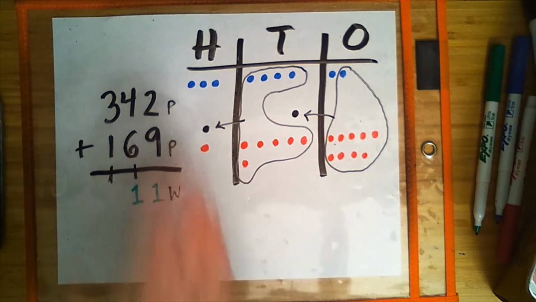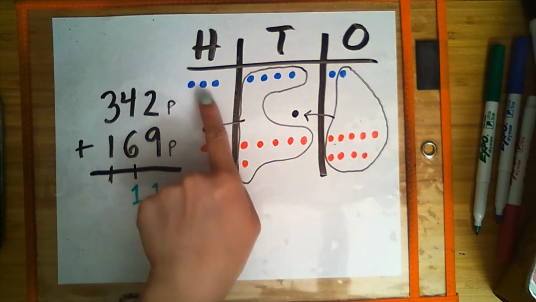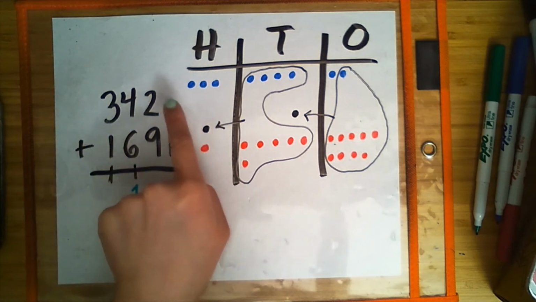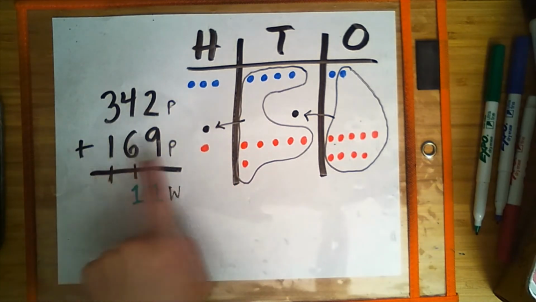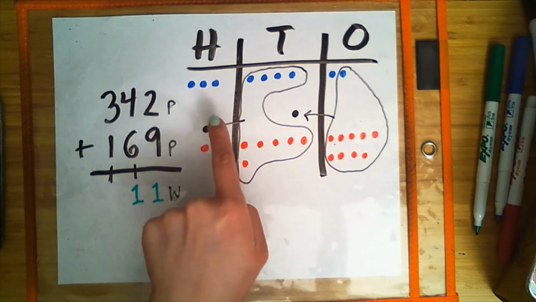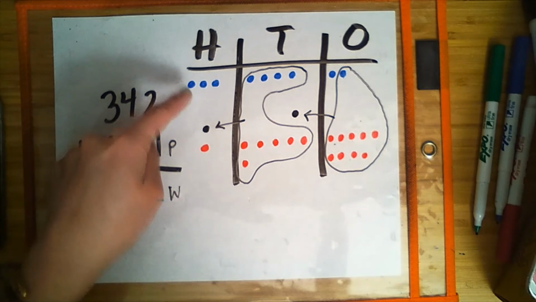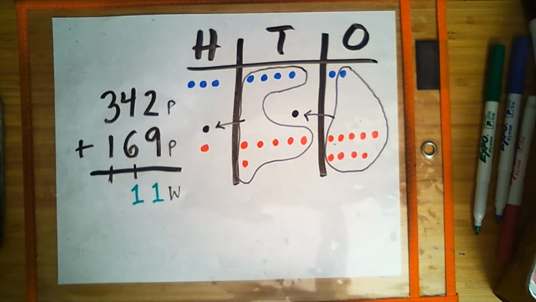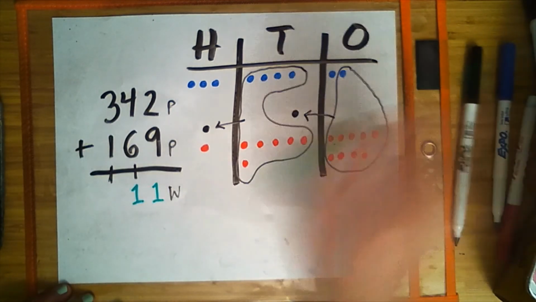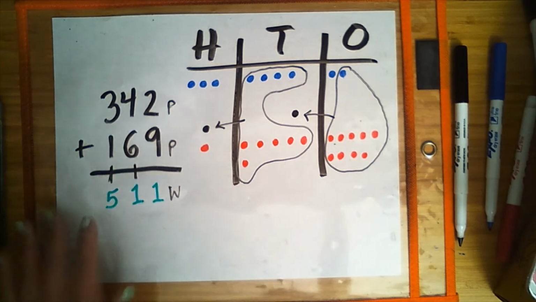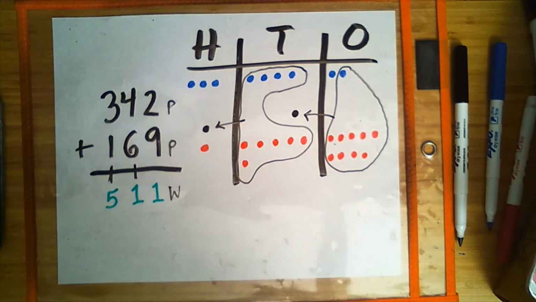Well, now we're moving into our hundreds place. So you'll notice that we have 3 hundreds from 342, 1 hundred from 169, and then a brand new 100 from 10 tens. 3, 4, and 5, I have 5 hundreds. Therefore, my missing whole is 511.